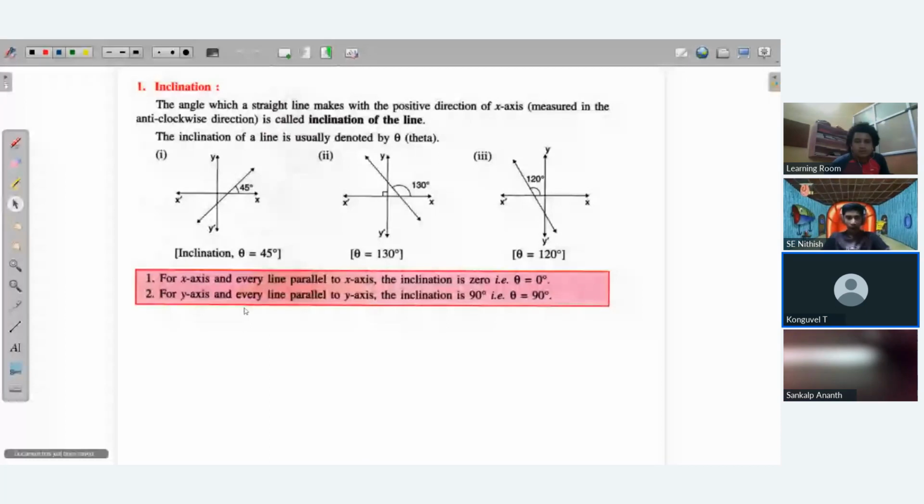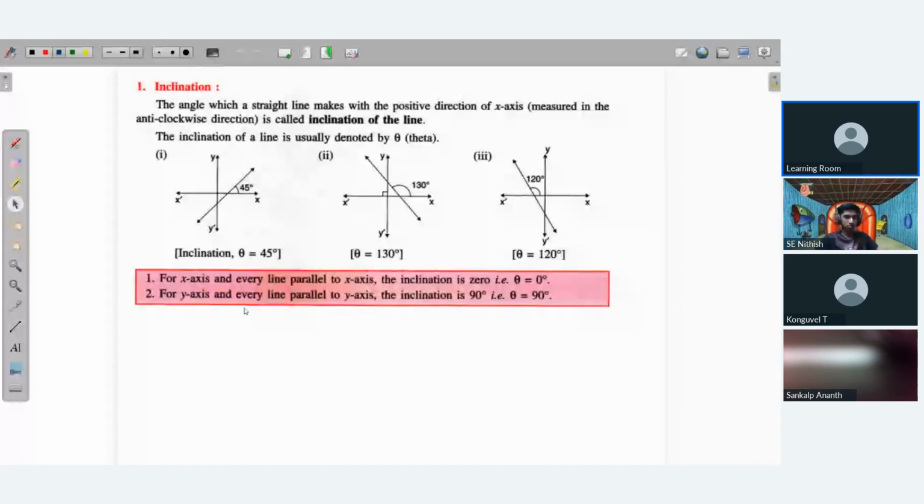Then, in most cases, it will go through the x-axis, except when the line is parallel to the x-axis. Correct? So the fourth case, which is not mentioned here, is this one.